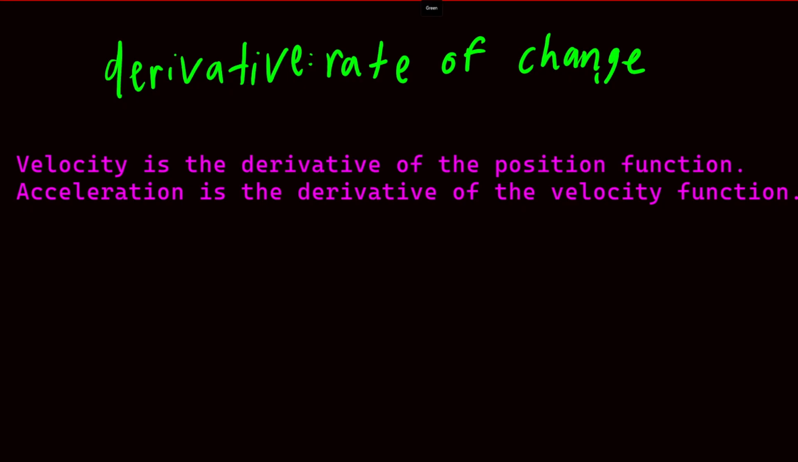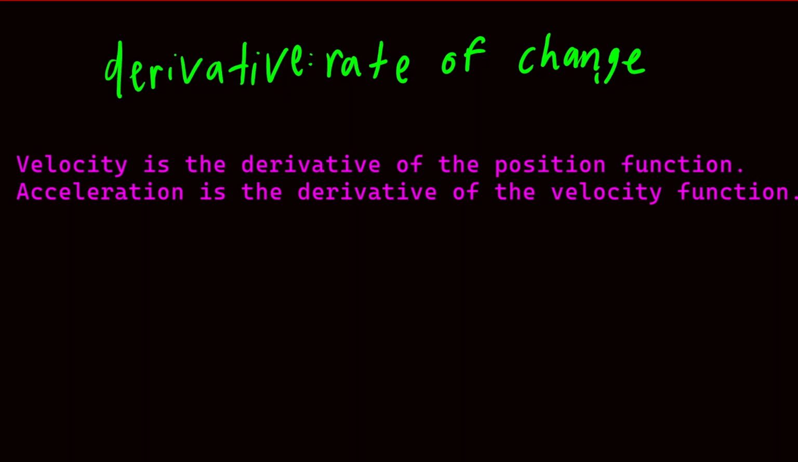You guys should know by now, a derivative is essentially the slope of a function or the rate of change of a function at a certain point in time. So these two lines in pink are something that you really want to hammer into your brain. Velocity is the derivative of the position function. What that means is basically that velocity is a measure of how quickly an object's position is changing over time. That's why the units might be feet per second or meters per second, something like that.